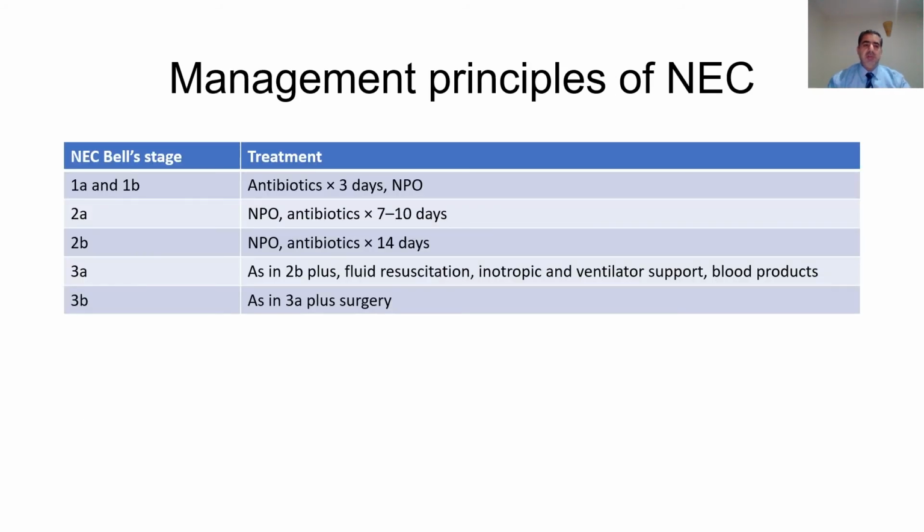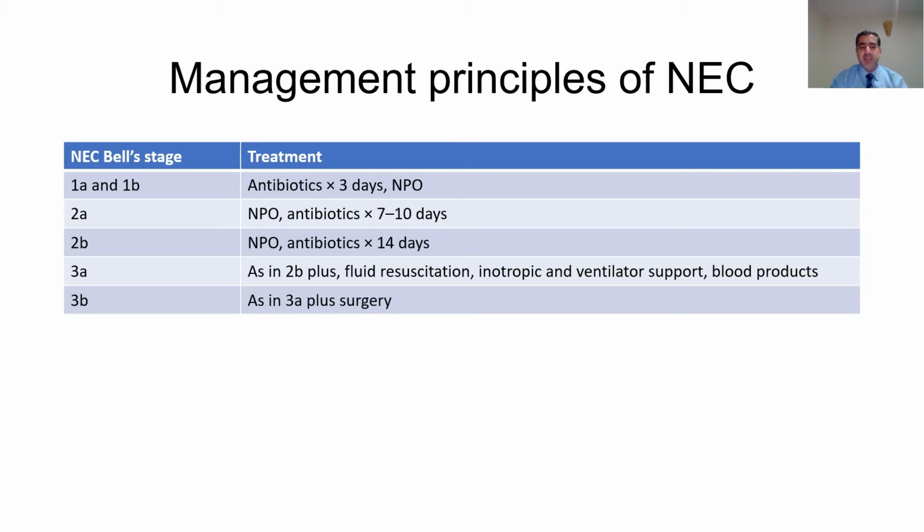In general, medical management of these babies for stage 1 includes, as we said, antibiotics for 3 days and keeping NPO for 3 days. If blood cultures are negative and the baby is improving, you can refeed him after 3 days. For stage 2, either A or B, you need to give antibiotics for a longer period. For 2A, you may need to give antibiotics for 7 to 10 days and keep the baby NPO for the same period. For 2B, you may need to give antibiotics for 14 days.